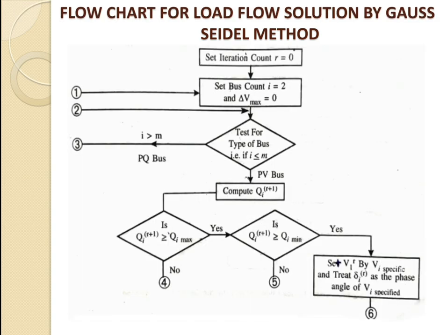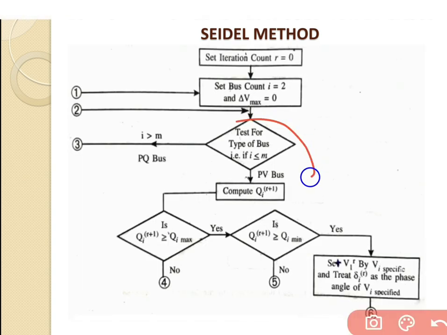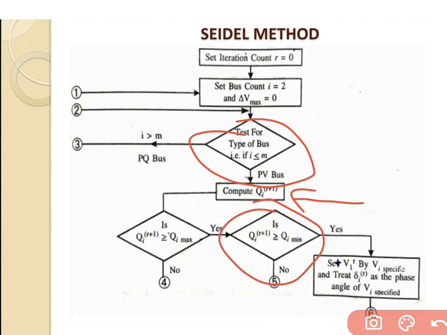And if the bus is a PV bus, in that case compute QI r plus 1. Again, in that case we have to check two conditions: QI r plus 1 greater than or equal to QI maximum, and then QI r plus 1 greater than or equal to QI minimum. If this condition is true, then we will set VI r by VI specified and treat delta I as the phase angle of VI specified.